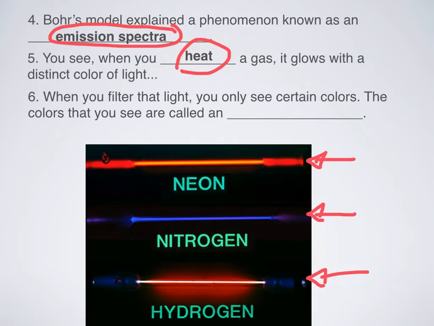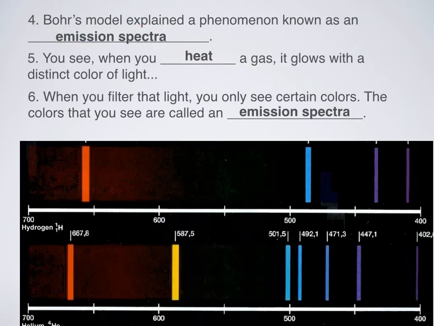But what happens when you filter that light? When you filter that light, you actually don't see those same colors. You actually see something a little bit different. When you filter that light, you get what we call an emission spectra. And so here are two examples. We have hydrogen's emission spectra and we have helium's emission spectra.